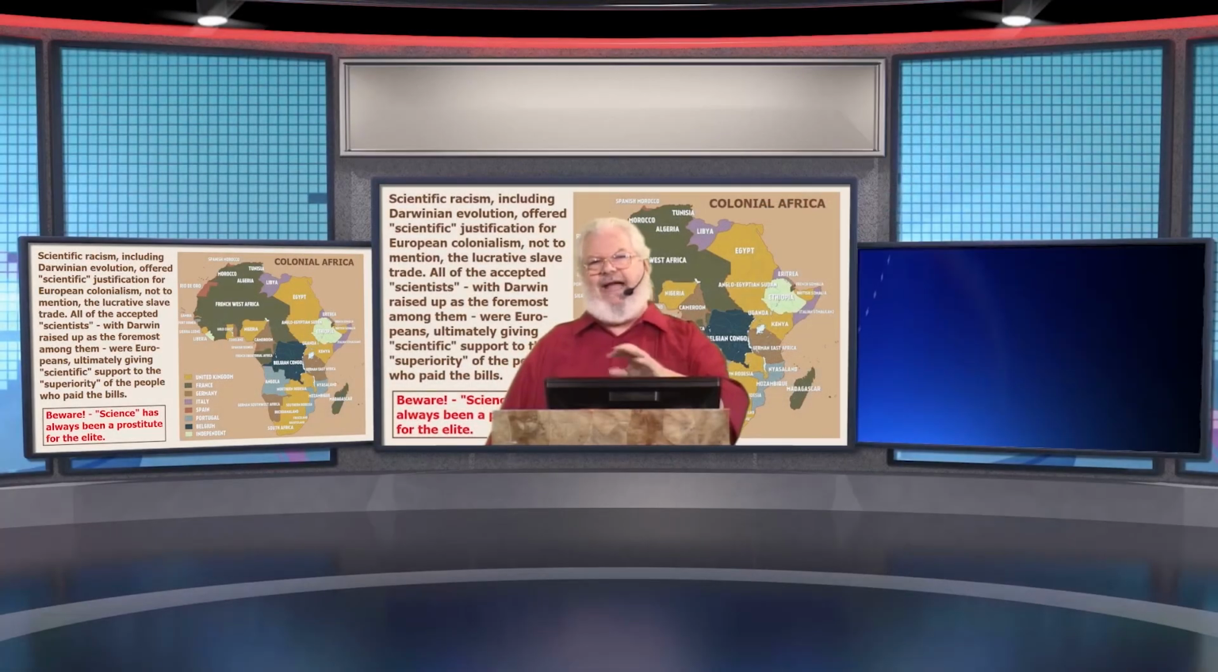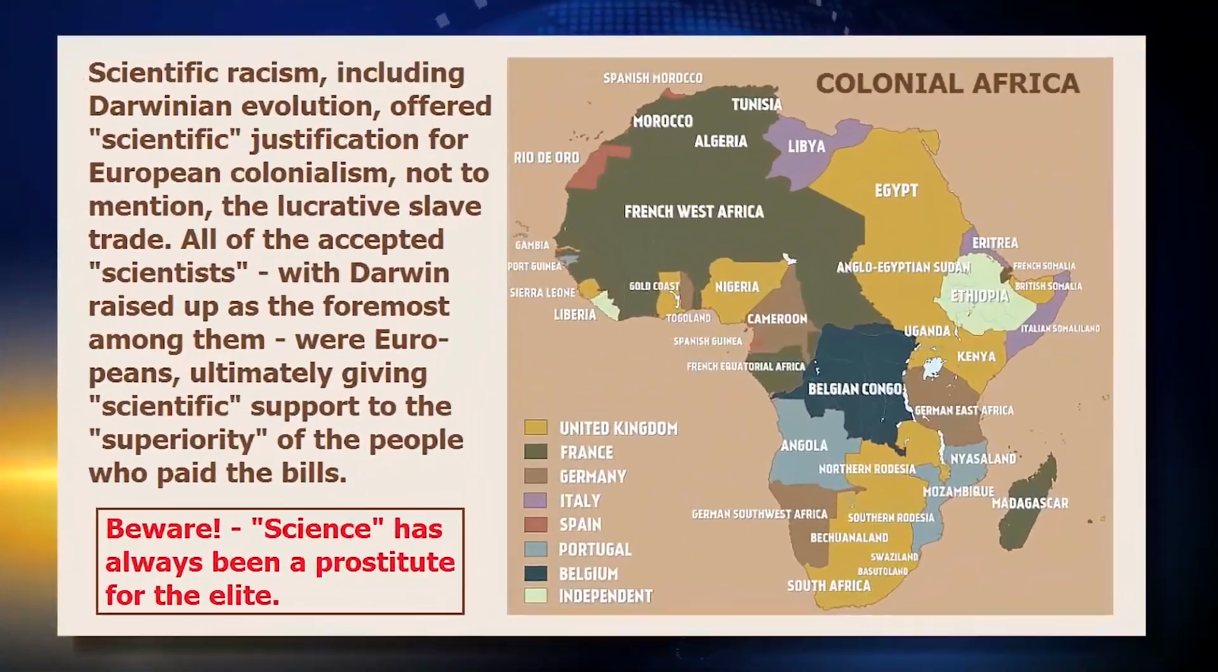Look at this map of Africa. See the little light green part? That's the only part of Africa that was not completely colonized by the Europeans. All the other colors you see on there, that's all areas of Africa that were divided up to the different European nations. Why were they there in Africa? To steal everything in Africa. That's why they were there.